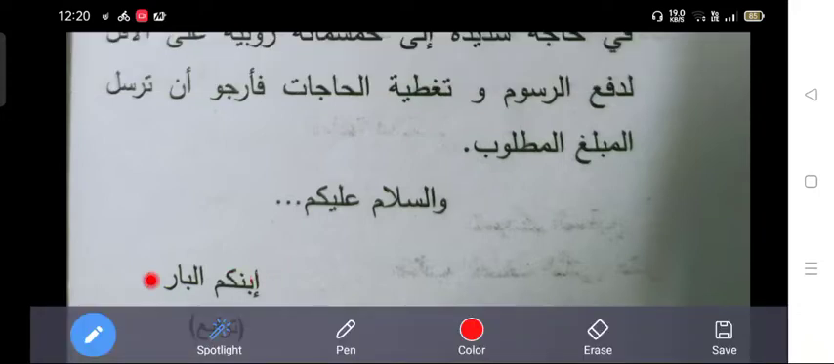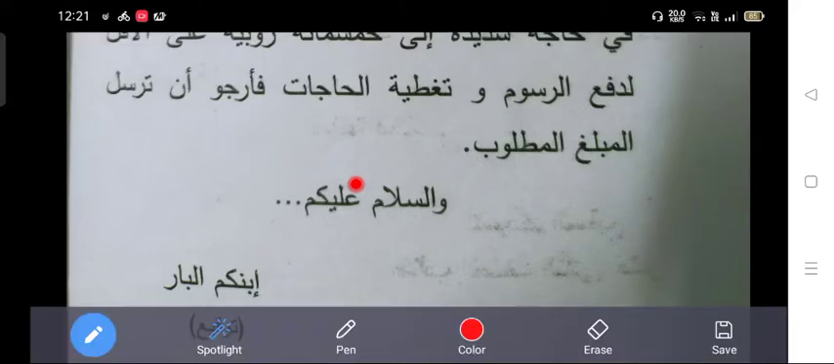After the body of the letter, again you have to write wassalamu alaikum, with the greetings of Allah. Okay. Here, Ibnukum al-bar means obediently yours. Yours obediently son. Aapka farma bardar beta. The last one is At-Tawqi. At-Tawqi means signature. Okay. You have to sign here.